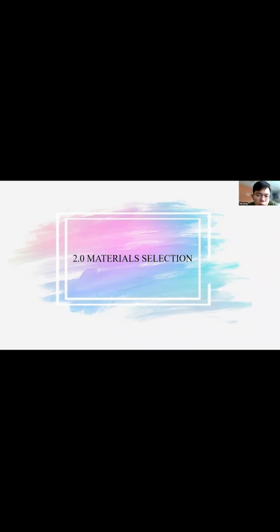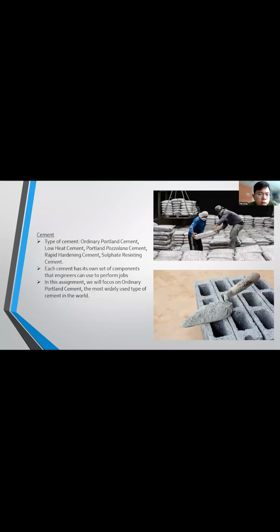So Wilson will continue the presentation on material selection. Cement actually has many types in this world, for example ordinary Portland cement, low heat cement, Portland pozzolana cement, and many more. Each cement has its own set of components that engineers can use for different jobs. In this assignment, we are only focused on ordinary Portland cement, which is the most widely used type of cement in the world.